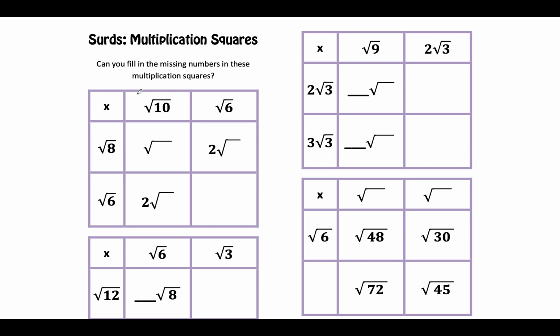Hi there. Here's a quick description of how you do this task. These are multiplication squares. So in this grid here, it says that you need to times things. And so you take, for example, the root 10 and root 8, and you multiply those two together to fill out this square here, because that one's the one above it, that's the one to the left, right?